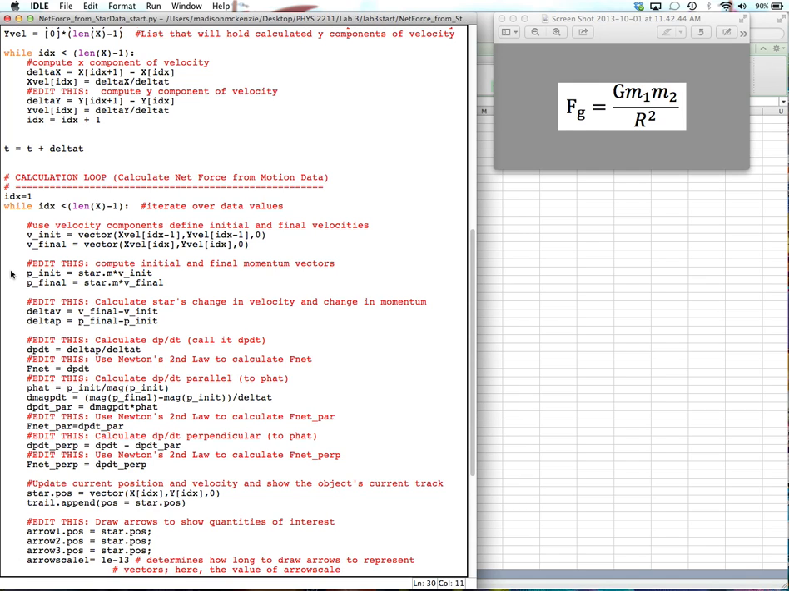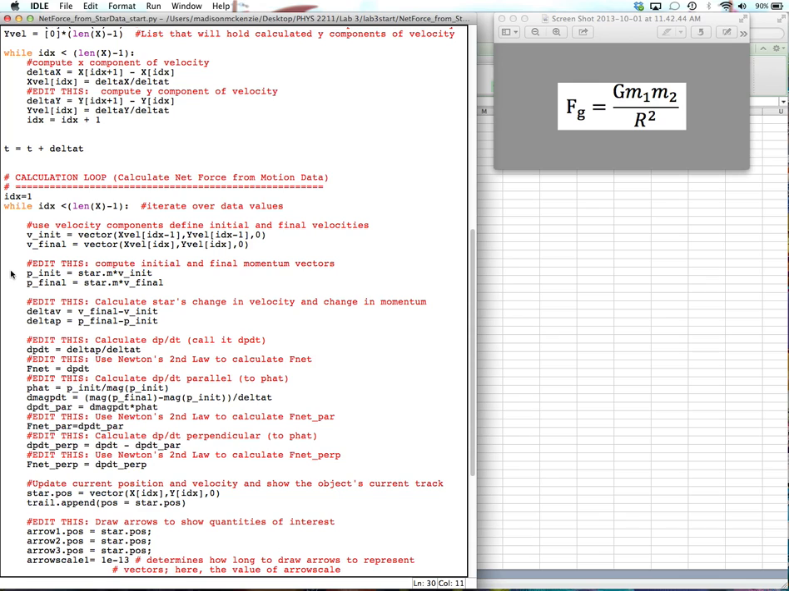The parallel and perpendicular values for Fnet are also calculated. First, the unit vector p hat is found by dividing the initial momentum vector by its magnitude to find the direction of momentum. Then the magnitude of delta p over delta t is found and multiplied by this unit vector to give the momentum in the direction of velocity. This is also equal to Fnet parallel because there is only one force acting upon the star.